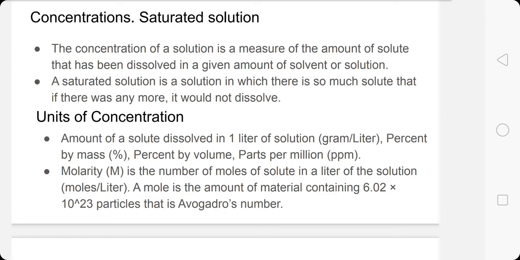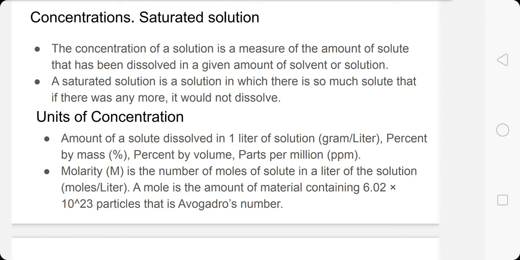Concentration of a solution is a measure of the amount of solute that has been dissolved in a given amount of solvent or solution. A saturated solution is a solution in which there is so much solute that if there was any more, it would not dissolve. So units of concentration can be different. It can be, again, as I said, in amount of solvent or solution. This can be both accepted. So it is just examples. Amount of solute dissolved in 1 liter of solution, gram per liter, and also used are percent by mass, percent by volume, and parts per million for very dilute solutions.